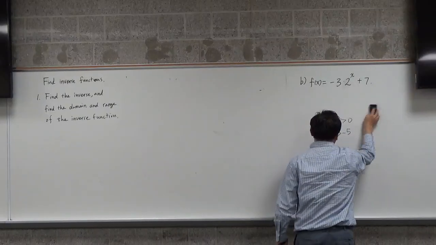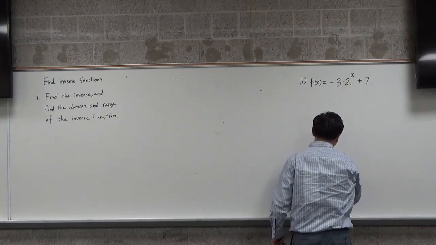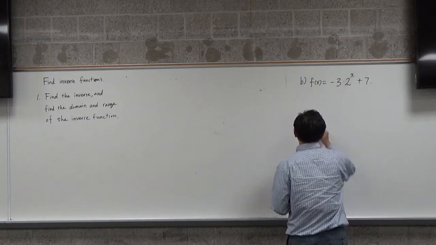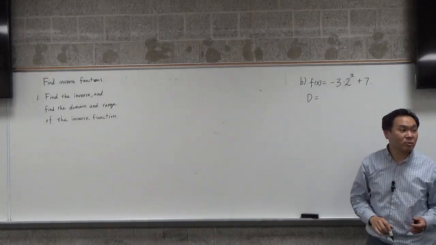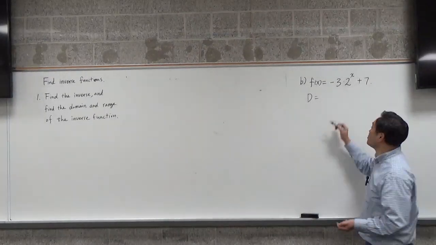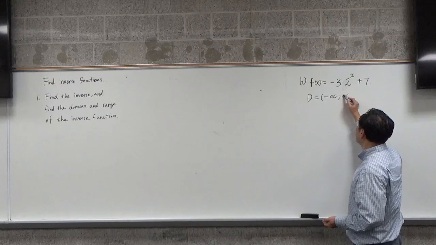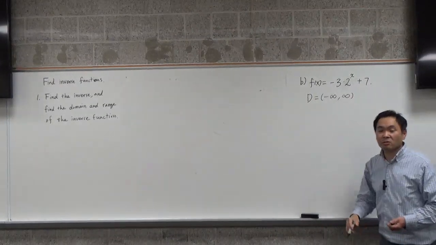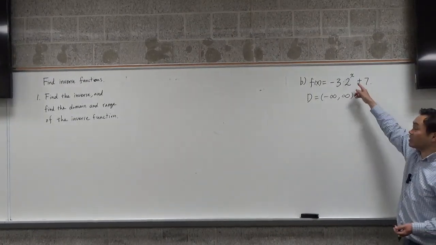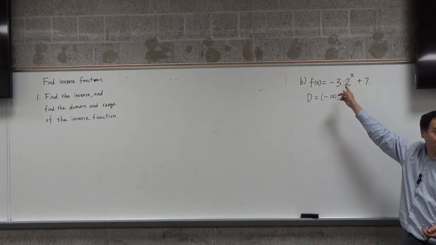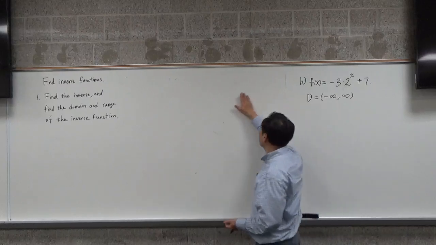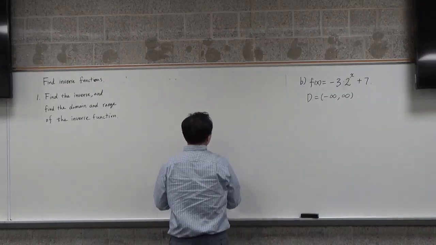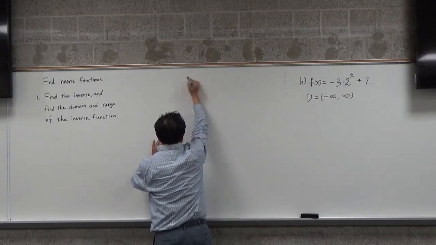Okay. Again, I want to start out by noting the domain. What's the domain of this function? Negative infinity to infinity, yes. Because there's nothing stopping you from plugging a negative into the exponent. That's perfectly fine, okay? So that's what you have. And then let's just proceed to introduce the y.